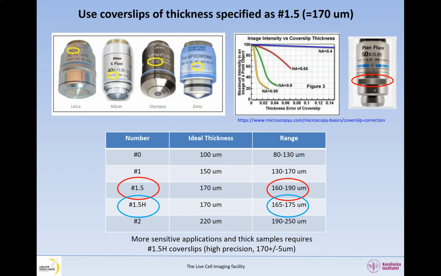You should use them when doing TIRF, super resolution, and when using very high numerical aperture objectives. Do not use any other thickness than number 1.5 or number 1.5H. If you use cover slips with the wrong thickness, you will not be able to get the best focus possible when imaging. The labeling number 1.5 and number 1.5H are valid for glass bottom multiwell plates, dishes, and chamber slides too.